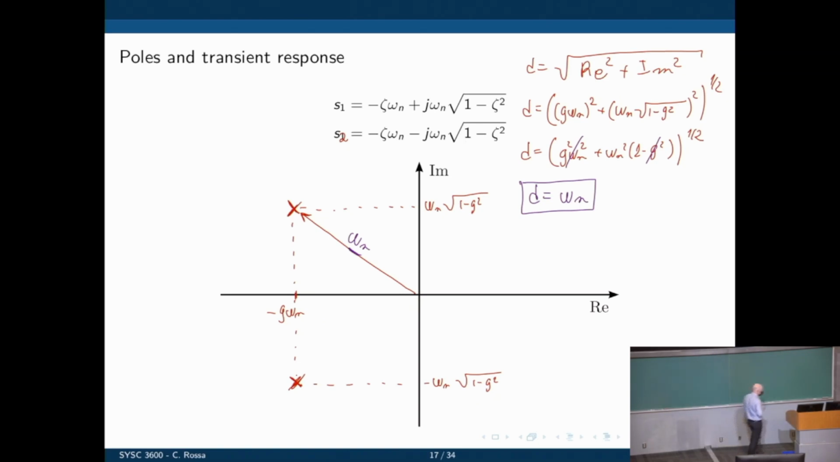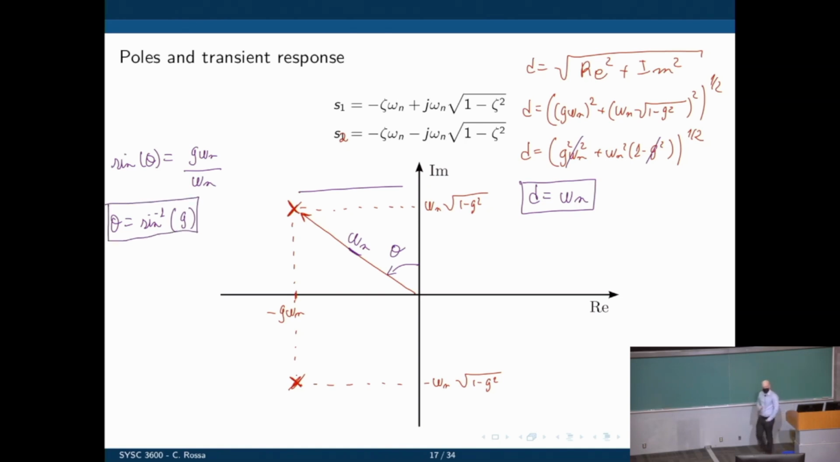What else can we say here? Let's look at this angle. Let's call this angle theta. How do we calculate theta? Just trigonometry again. Let's go for the sine of theta, which is zeta omega n, this distance, divided by omega n itself. So omega n cancels out, and theta is sine inverse of zeta.